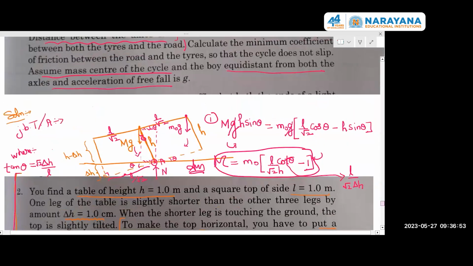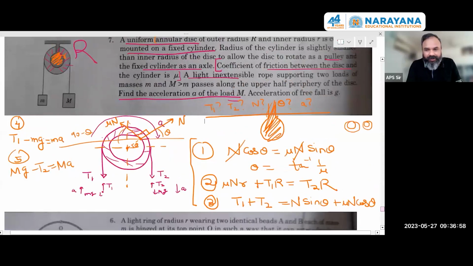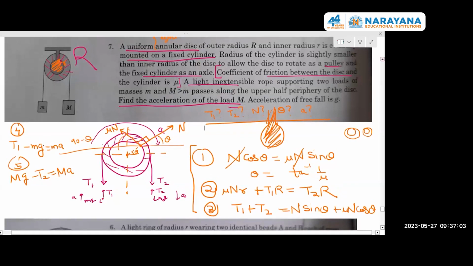Sir, how can we balance stock, sir? Because it's rotating now. But it is light, na? So moment of inertia is 0. Oh, yes. Otherwise, still you can solve the problem.